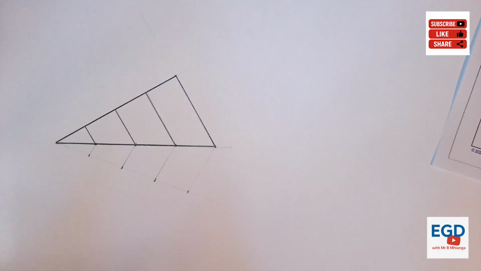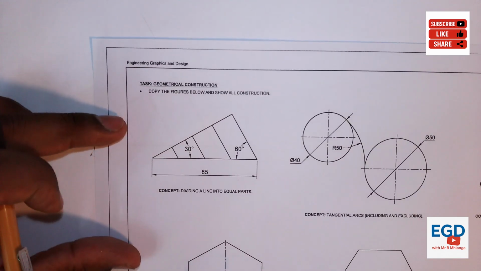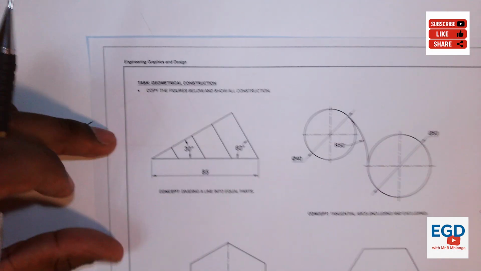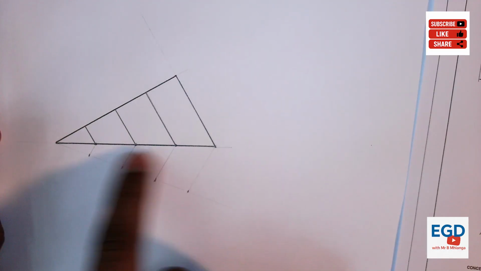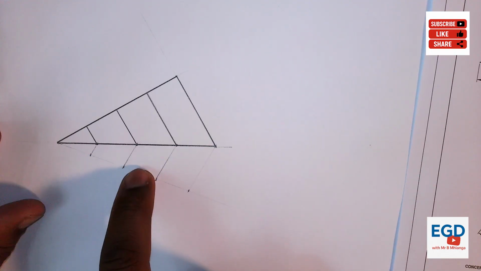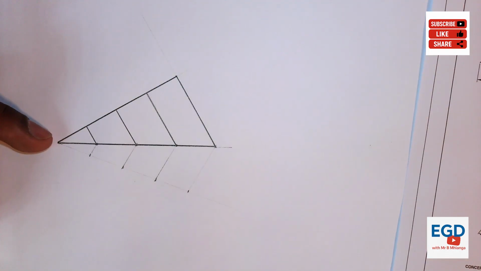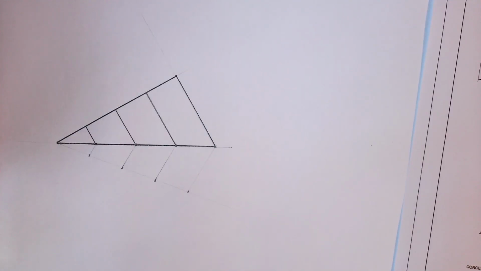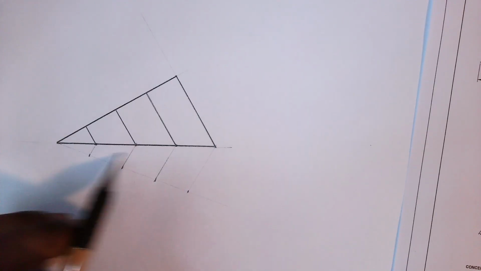So that's how you approach this kind of a figure. Obviously I divided the line into equal parts as you saw there. These are constructions. I showed you how I divided this line into 4 equal parts, right? So that's how you do it. Where they ask you to divide a line into equal parts, you need to do this.